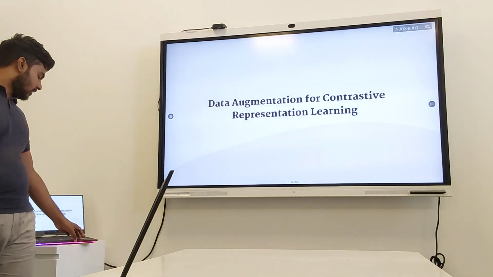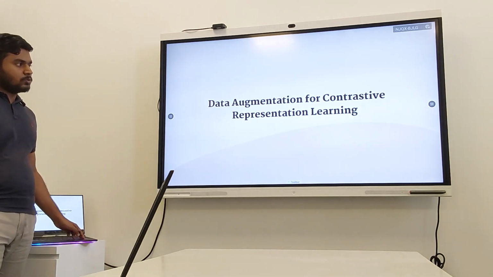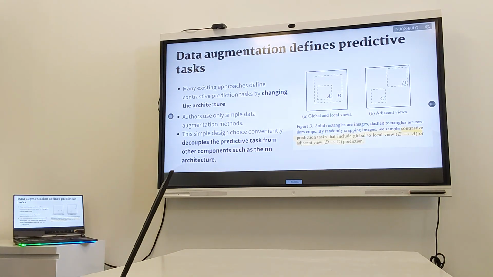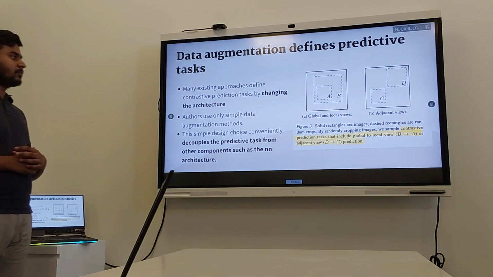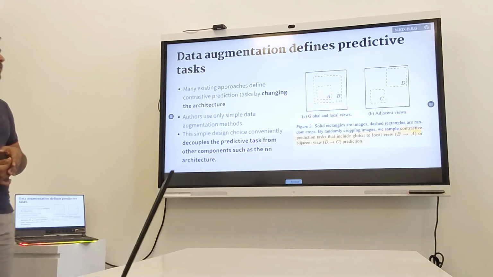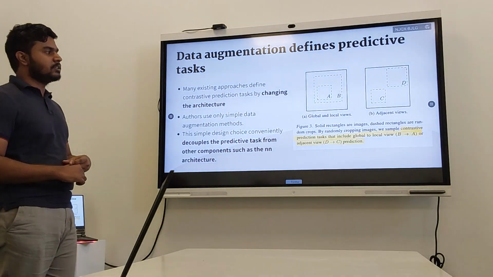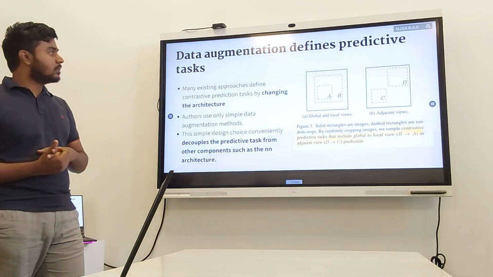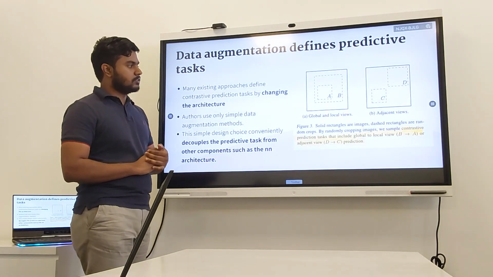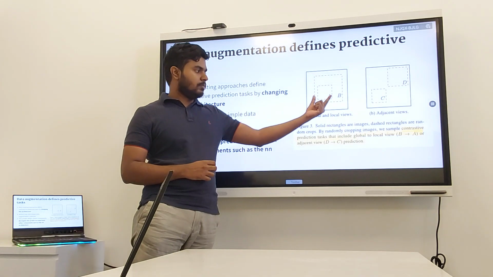One key takeaway from this paper is that data augmentation is very crucial for contrastive representation learning. Earlier approaches defined contrastive predictions by changing the architecture of the model. But here, the authors simply use a data augmentation method to define the contrastive prediction task. For example, take this random crop. This is the image and these are two crops.